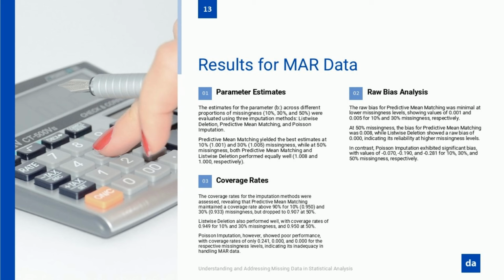When dealing with MCAR data, it's clear that PMM is the all-rounder with flair, while listwise deletion is the trusty fallback. Poisson imputation, however, remains the wild card. Use it sparingly and only when you're really sure of what you're doing. If not, you might just find yourself missing more than just your data.